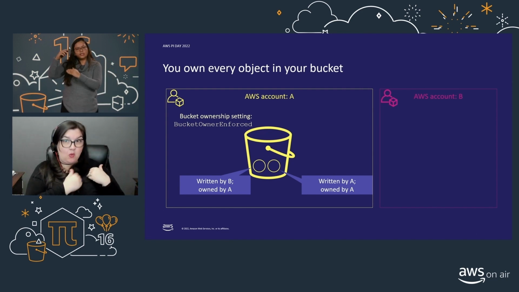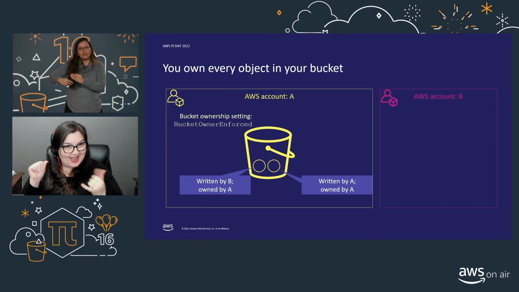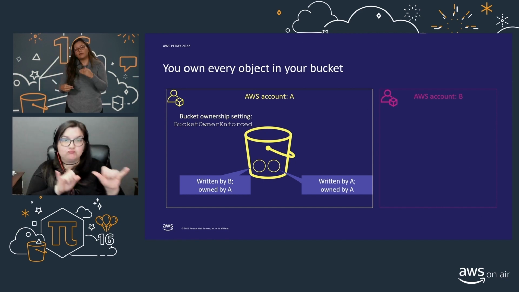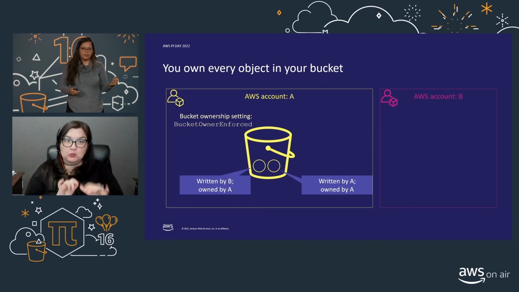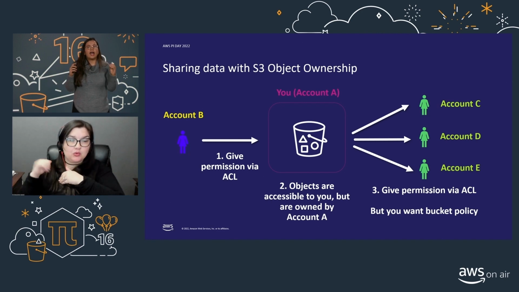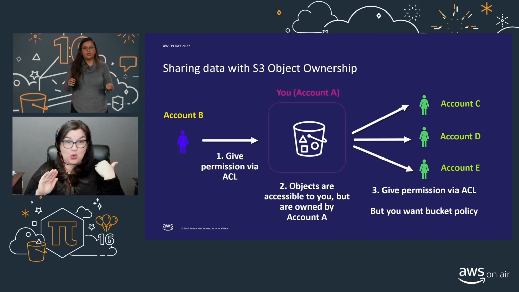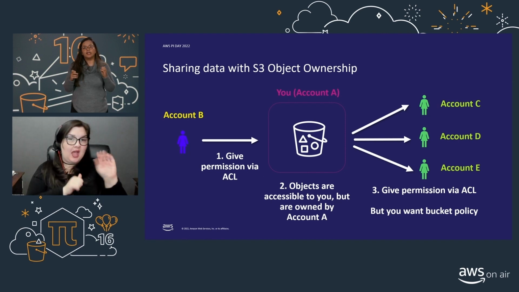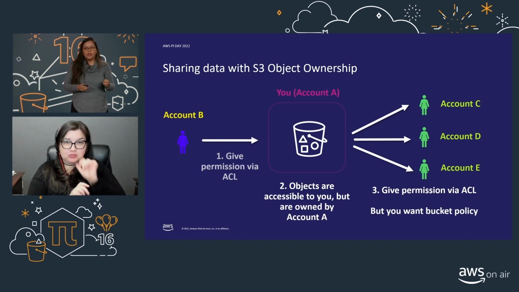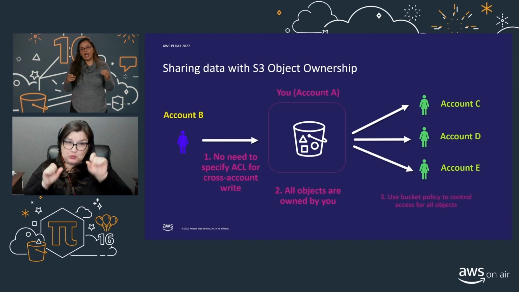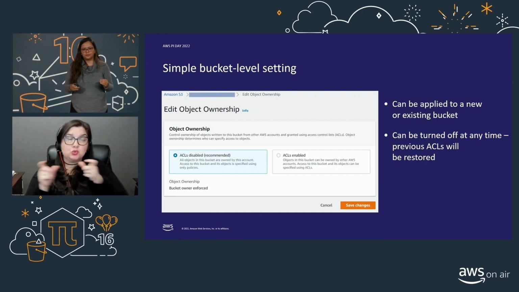And what that means is that when you apply a bucket policy, that can be uniformly applied to objects that were written by account A as well as account B. So compared to before, you wouldn't have to deal with an ACL. For example, when account B writes to your bucket, the write doesn't need to specify an ACL. You own all the objects, and you can now use bucket policies to control access for those objects.